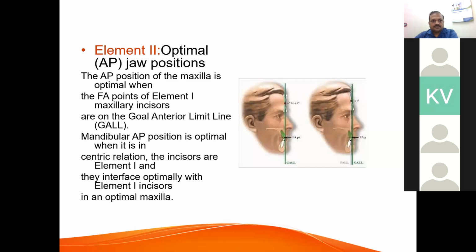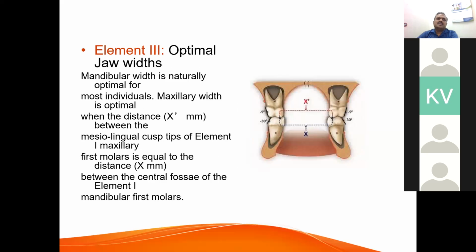Element 2. Element 3 is the optimal jaw width. Mandibular width is naturally optimal, so less change happens in the mandibular width. The line through the distance between the mesiolingual cusp of the element 1 maxillary first molars and the central fossa of the element 1 mandibular first molars should be equivalent for an ideal jaw width.